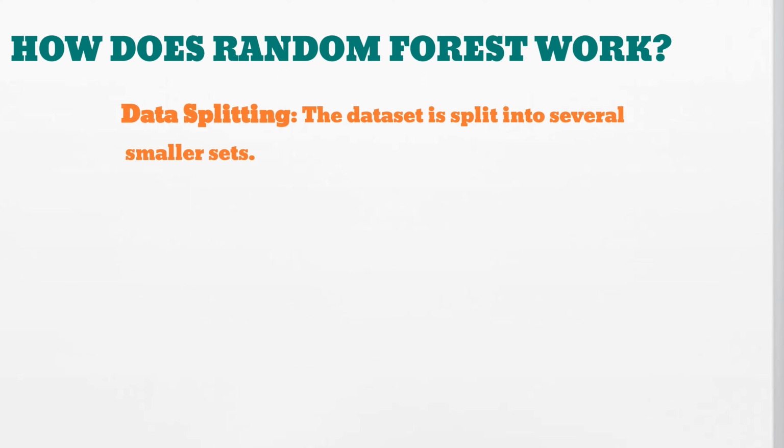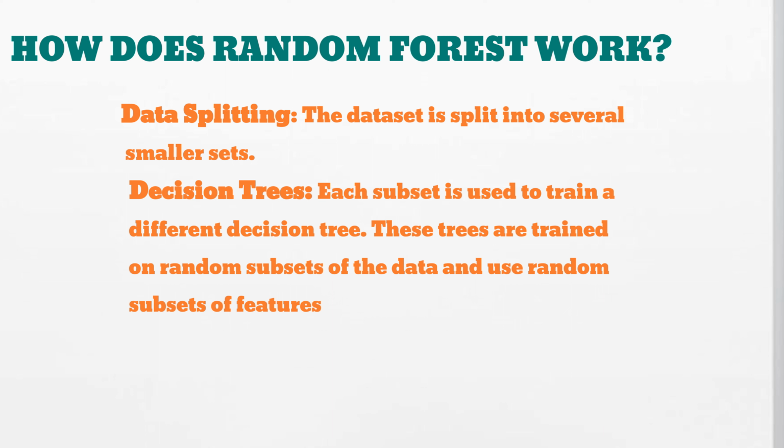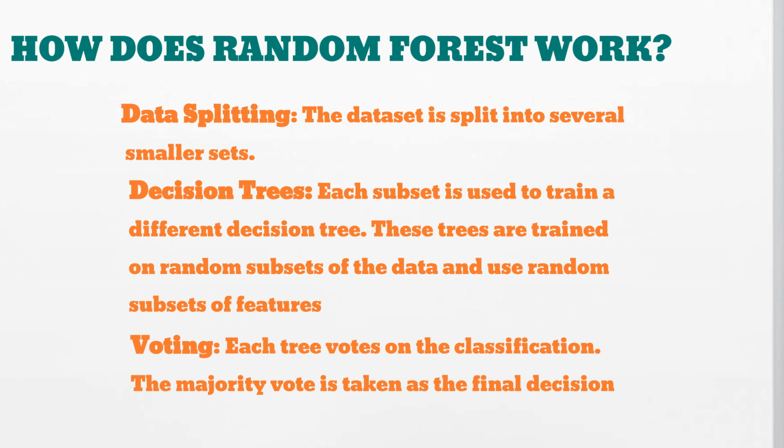Data splitting. The data set is split into several smaller sets. Decision tree. Each subset is used to train a different decision tree. The trees are trained on random subsets of the data and use random subsets of features. Voting. Each tree votes on the classification. The majority vote is taken as the final decision.